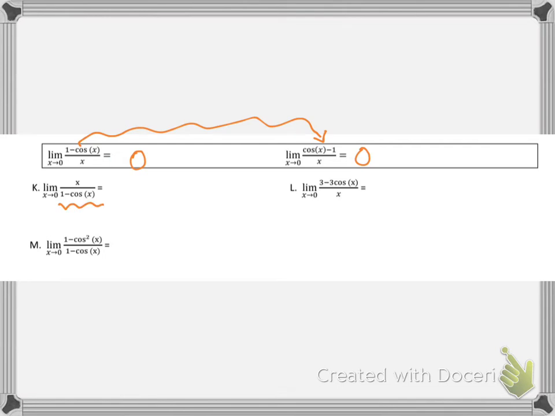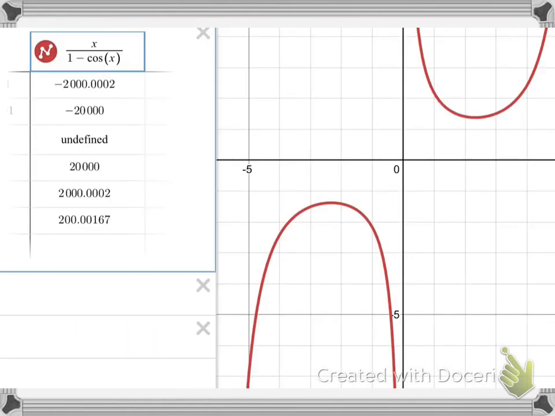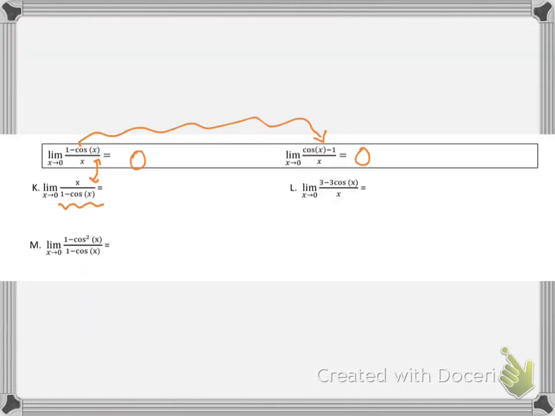Example K, we're going to take this and flip it over. I wonder what that would give us for a limit. Kind of would be 1 over 0, because that's what you get when you flip over 0. Let's take a look at the graph. This is the graph of x over 1 minus cosine x. So you can see as we approach 0 as an x value, our output goes to negative and positive infinity. So this one is going to be DNE. That kind of makes sense. 1 over 0 would be undefined.